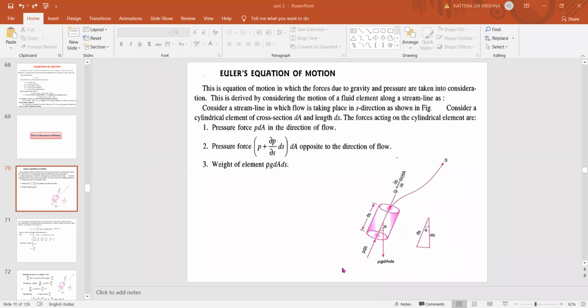If you take one datum line here, this is your height from the datum line, how much height the fluid element is there, denoted by Z. Since you are taking a very small element, that is denoted by dz. This height is nothing but dz. Not the arrow height, I'm just telling the datum height. From the base, that height will be equal to dz. This arrow denotes the weight acting downwards.